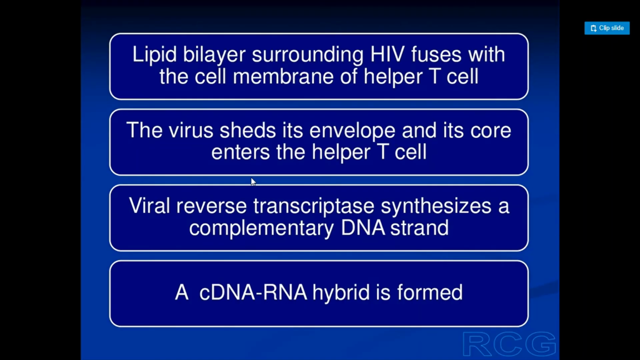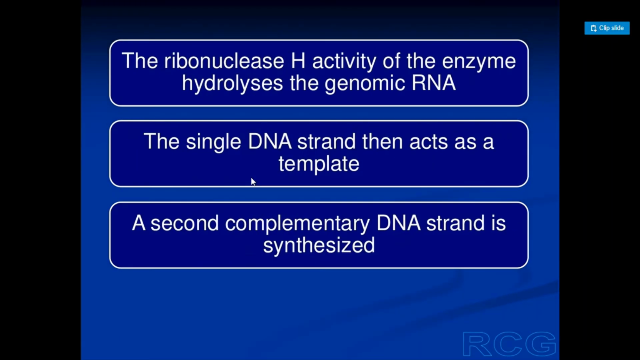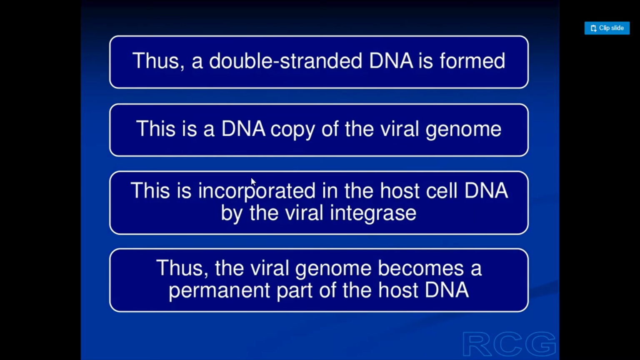The viral reverse transcriptase synthesizes a complementary DNA strand. This cDNA-RNA hybrid is formed. The ribonuclease H activity of the enzyme hydrolyzes the genomic RNA. This removes the genomic RNA, and the single DNA strand then acts as a template, resulting in the synthesis of the second complementary DNA strand. Thus, a double-stranded DNA is formed. This is the DNA copy of the viral gene.